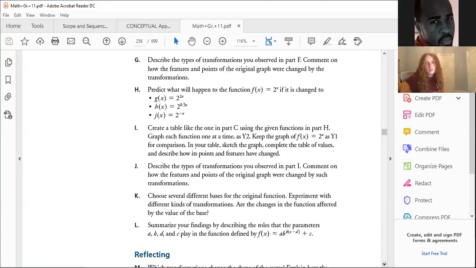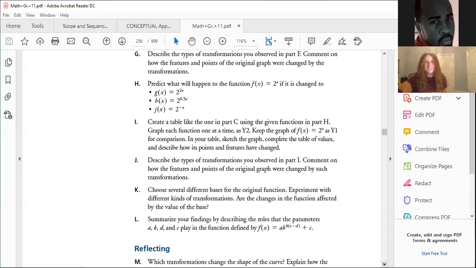The first one has been horizontally stretched by a scale factor of 2. The next one has been horizontally compressed by a scale factor of 1/2. And the next one has been reflected over the y-axis. There you go. Next one.